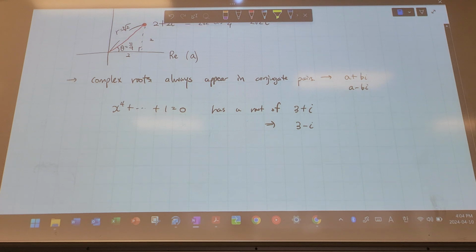Well, if you have a root of 3 plus i, it means that x minus (3 plus i) is a factor, right? If an equation has a root of 2, then x minus 2 is a factor. So if 3 plus i is a root, x minus (3 plus i) is a factor. And also we know that x minus (3 minus i) is a factor too.